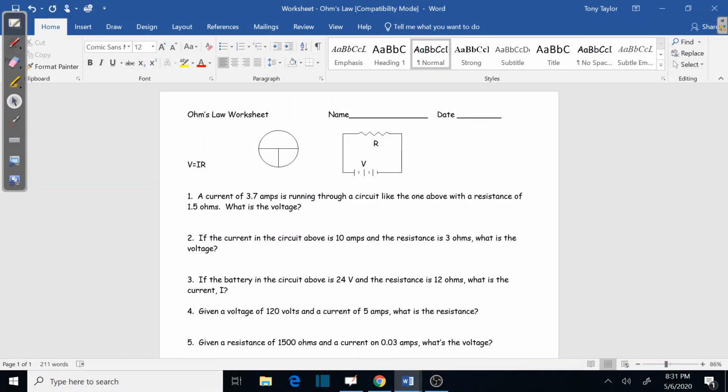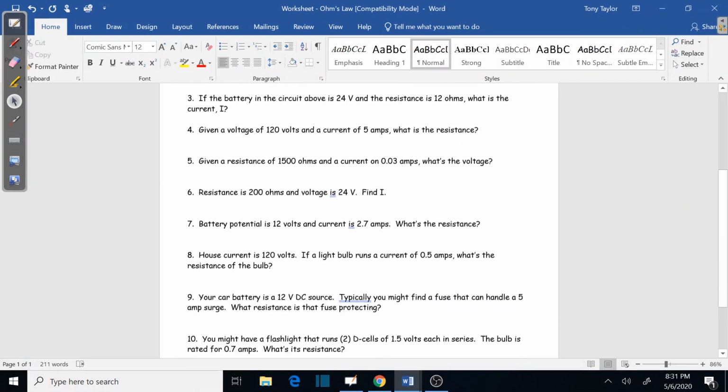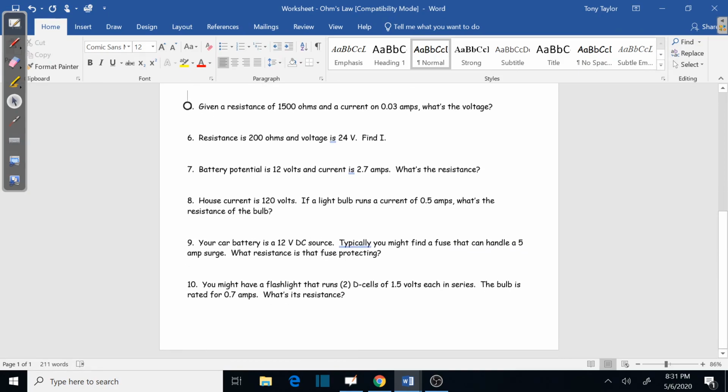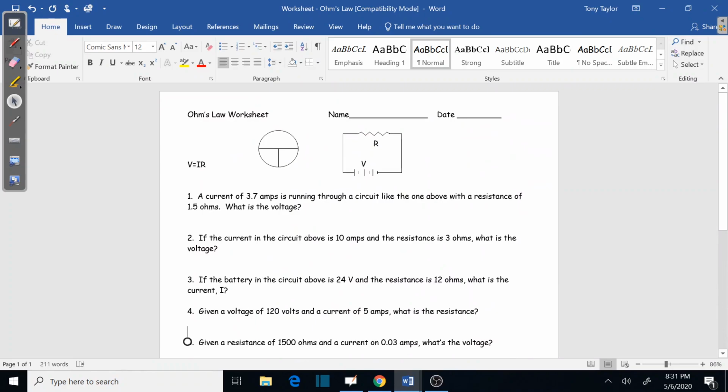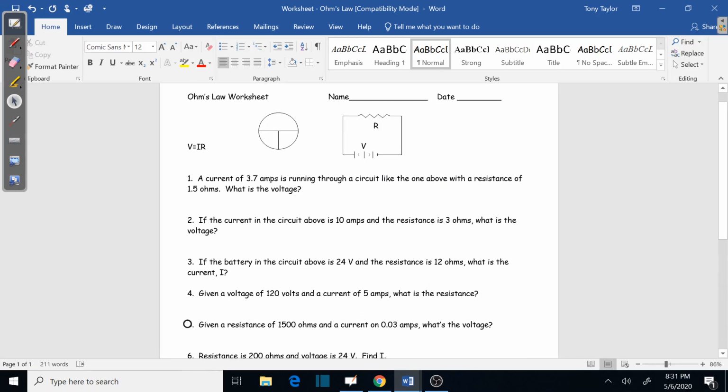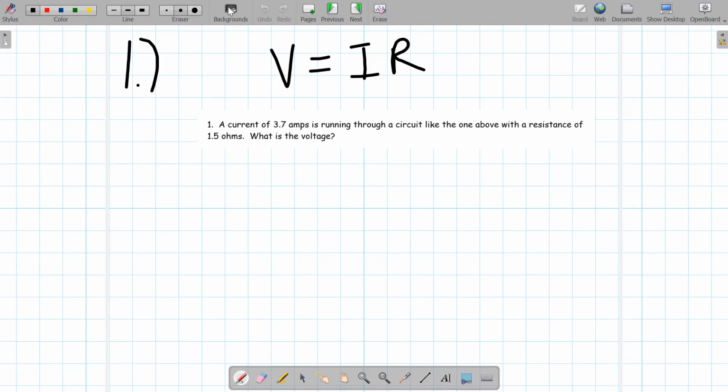This first worksheet right here involves 10 problems. However, I'm only going to work out the first 5 with you all, just to give you guys a basic idea how to do these questions. They're pretty simple. All you have to do is just plug in your numerical values into your equations and do your calculations. So let's begin with number 1.